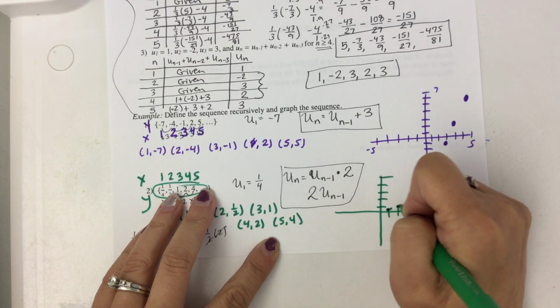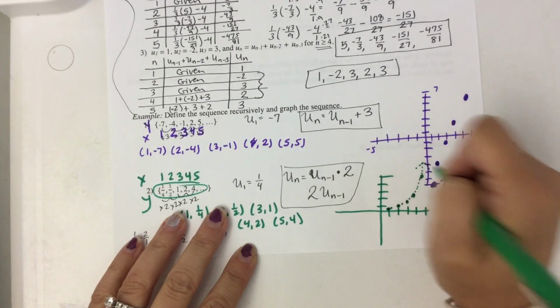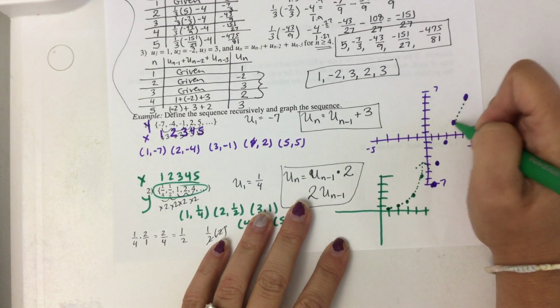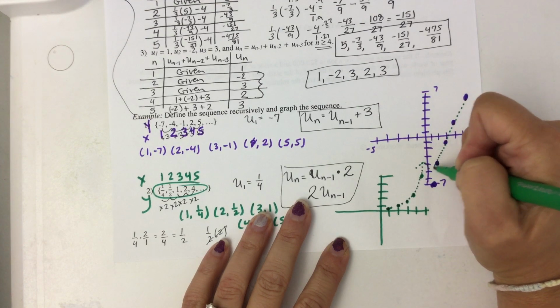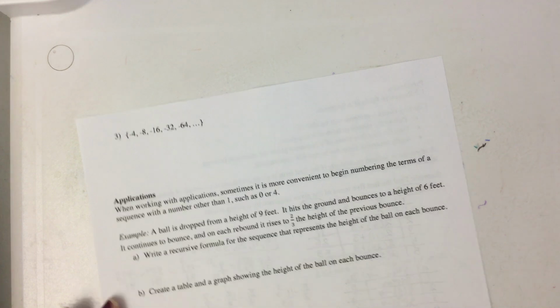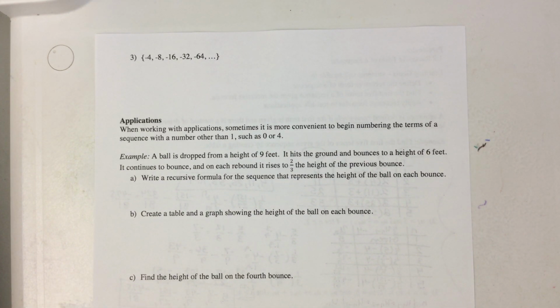You don't connect them, but if you were to, notice that it would be a curve because it is multiplying, so it's growing at a curve. Where this one, had we connected it, it would have been a pretty straight line. Okay, let's go ahead and look at the back side. One more where we have to figure out what the pattern is.